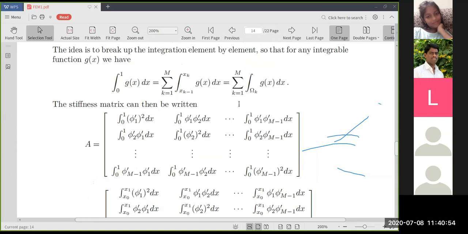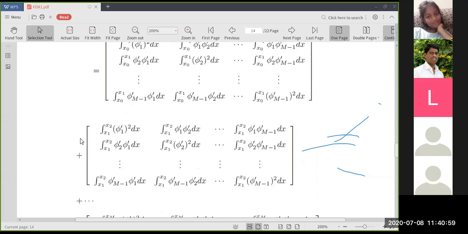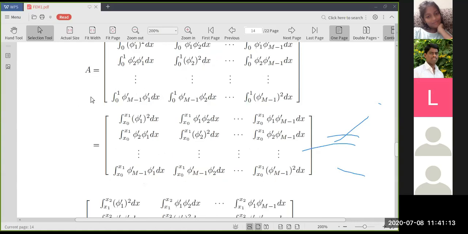I am making all this integral first in the interval x0 to x1. Then I am making a plus summation, integral x1 to x2. I am making all the terms in the integral, all the terms in the matrix, in the interval x1 to x2. I am splitting the 0, 1 interval into x0 to x1, x1 to x2, etc.